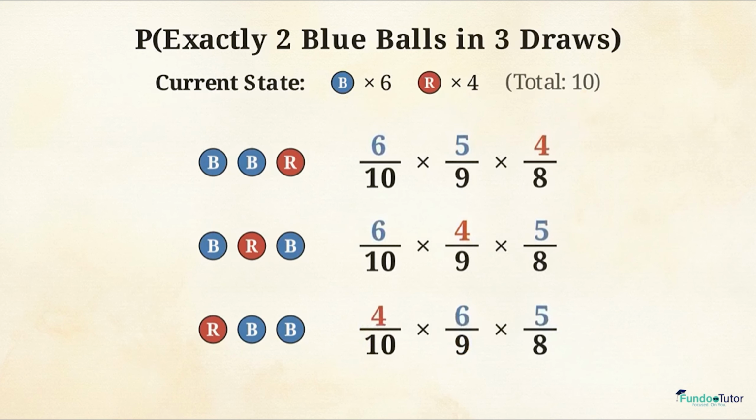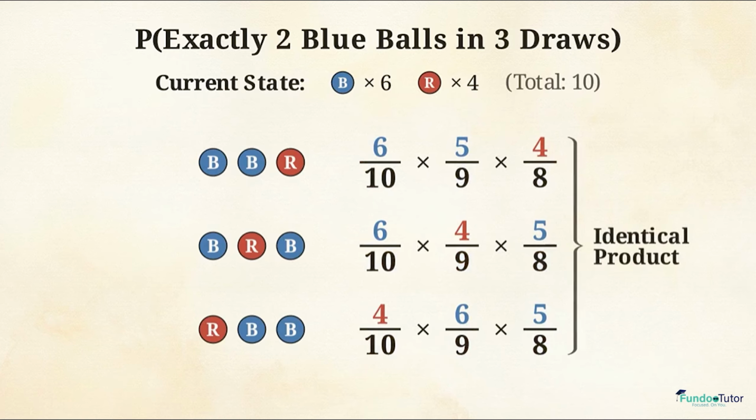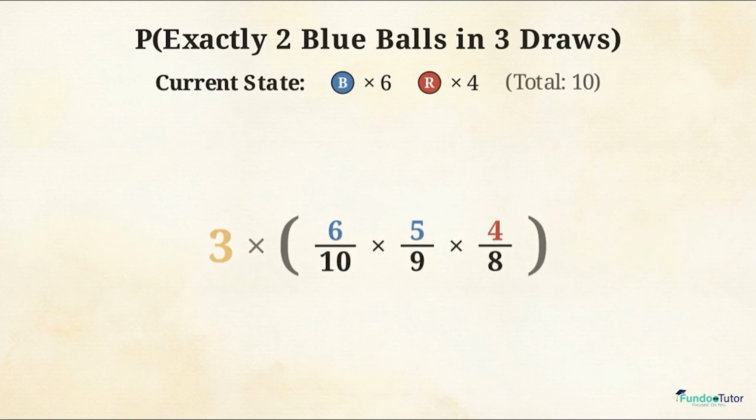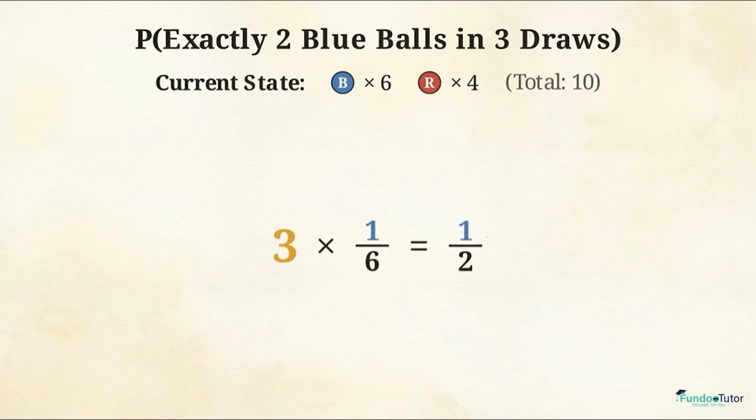Look at the numbers for each path. In every scenario, the numerators are 6, 5, and 4, and the denominators are 10, 9, and 8. Only the order changes, which means the final product for each path is identical. Since the value for every path is the same, we don't need to add them individually. We can just calculate one path and multiply the result by 3. Executing that multiplication gives us a final probability of 1/2.